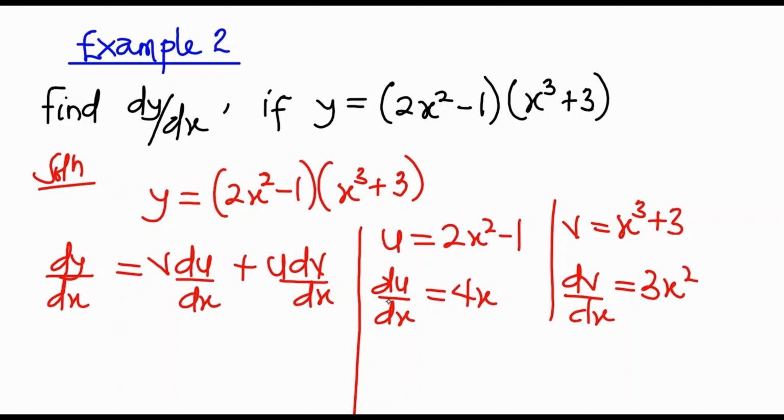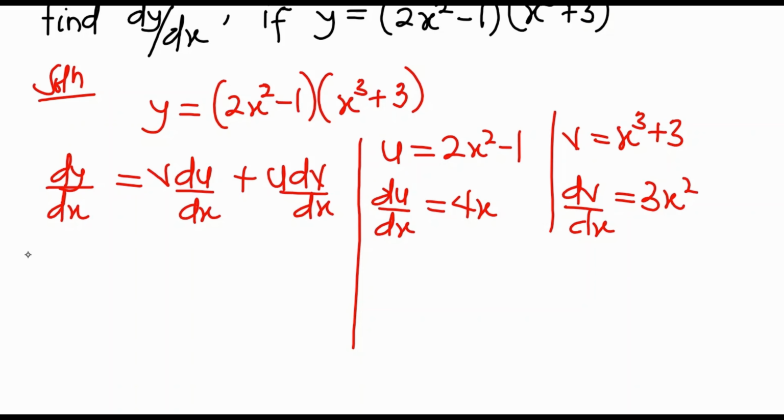So now that we have u and v together with their derivatives, we substitute into the formula. Here we have dy/dx equal to v, and v is x cubed plus 3, so we write x cubed plus 3 here, multiplied by du/dx, and du/dx we said is 4x, so we write 4x, and then we add it to u.